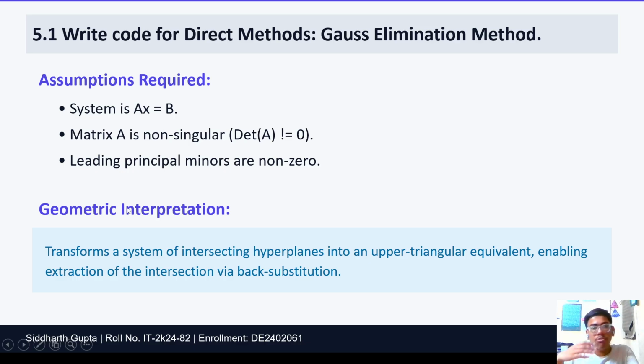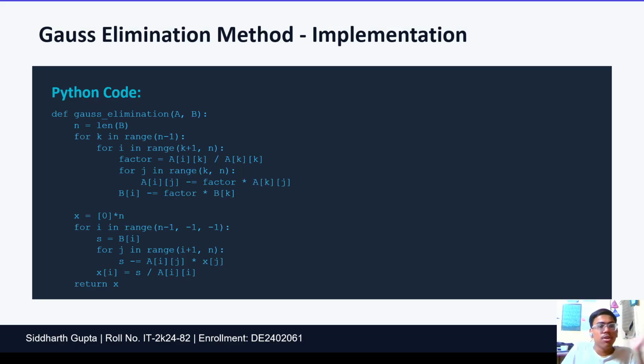The geometrical interpretation, as you already know, is that there will be two lines, so they will intersect. It will form an upper triangular equivalent, enabling extraction of the intersection via back substitution. Now, the Python code for Gauss elimination will be, we will be passing two matrices A and B. N will be the length of the matrix. We will start a for loop.